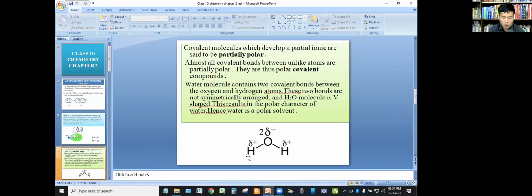Like an electrovalent ionic bond. Even though they are covalent bonds, they show partial ionic character. Like an ionic bond, they are also known as polar solvents. And this H2O or water molecule is V-shaped. See, from this diagram, we can see the V-shape.